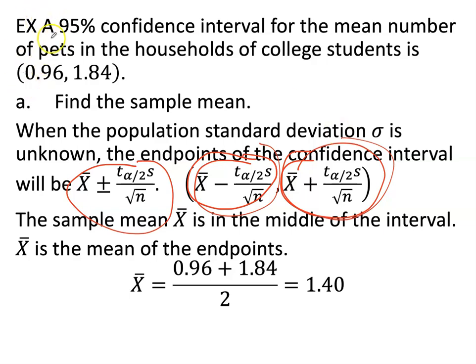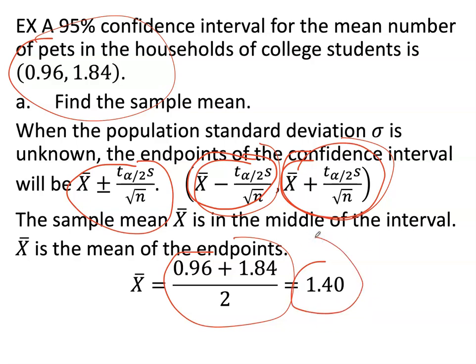The endpoints are 0.96 and 1.84. So let's find the average of those. Let's find the mean. When you calculate the mean, you just get 1.40. So that must be the sample mean. We can just see that from the confidence interval.